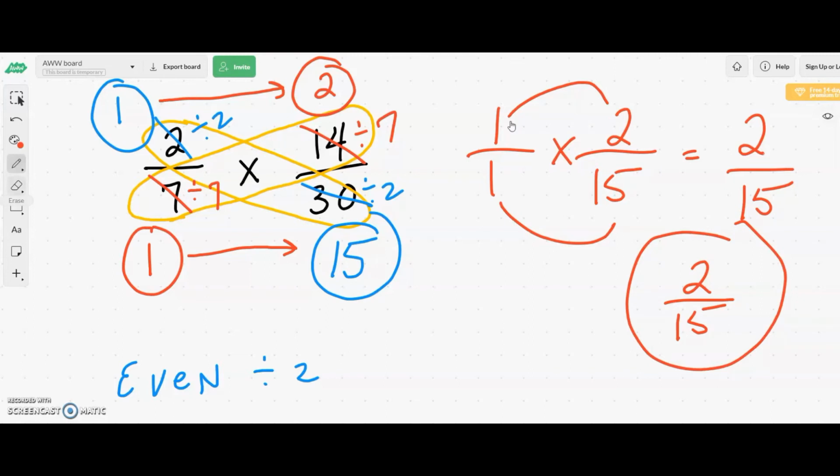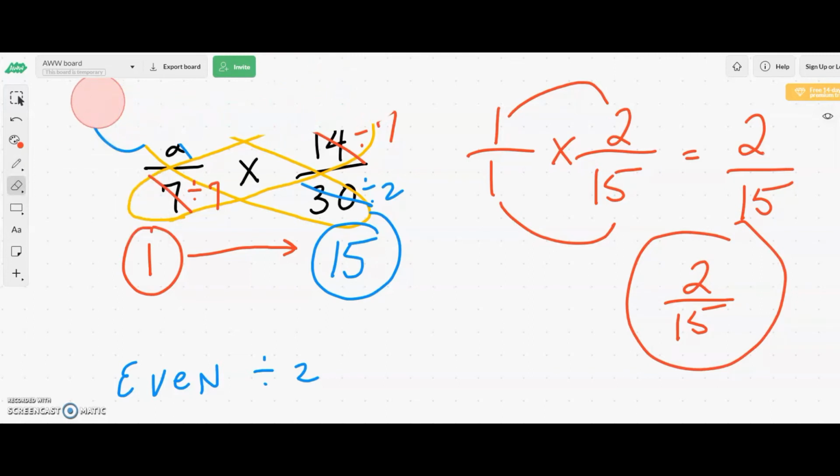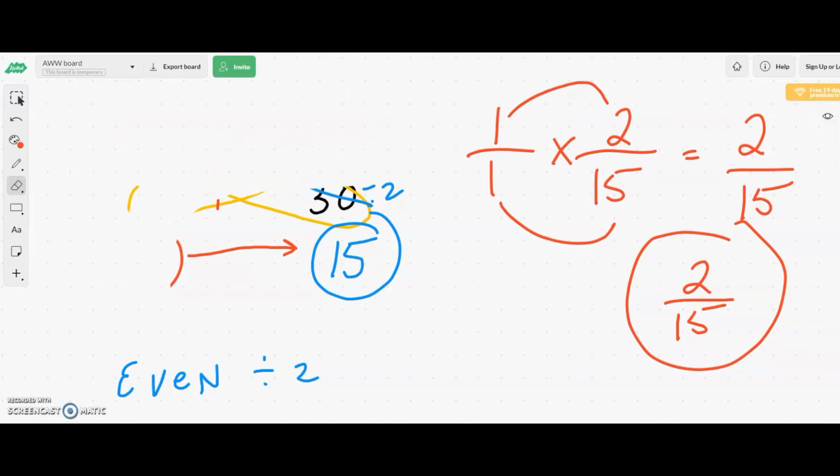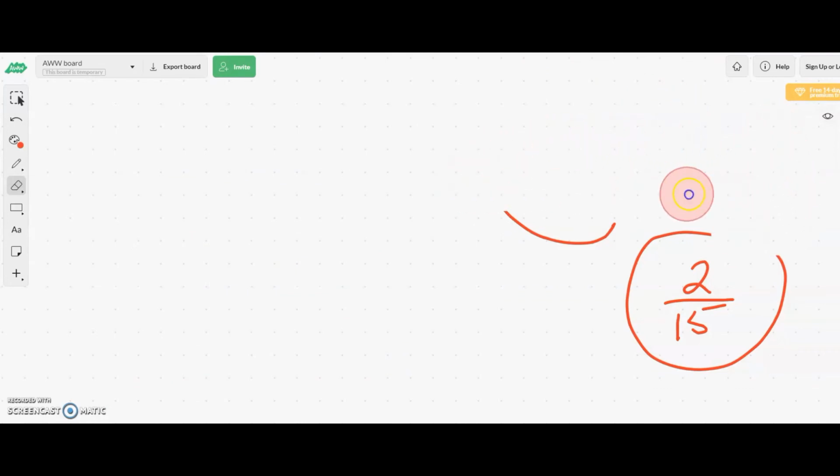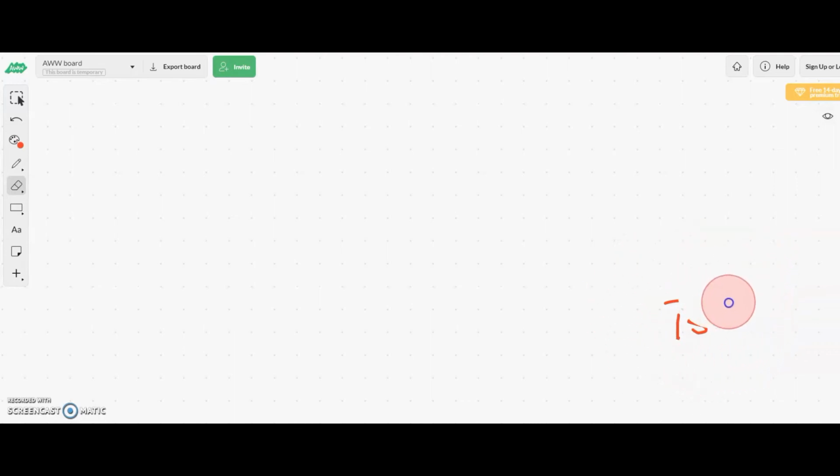My way works. Okay, I'm going to erase all this, and then we're only going to do one more problem. I'm going to show you how to multiply mixed numbers. This is the most difficult of the levels when it comes to multiplying fractions. It's not going to get any harder than this. You always look to cross reduce. All right, let's go with a black marker.